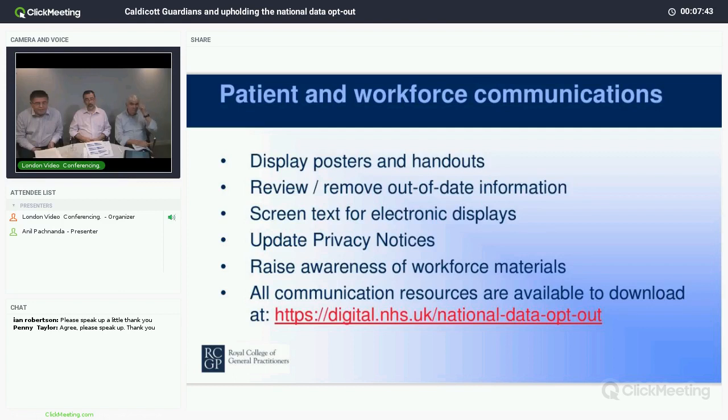It's key that your organisation starts to display the Your Data Matters to the NHS poster, and there's also a series of handouts available to patients, so you need to be making those available to patients now.